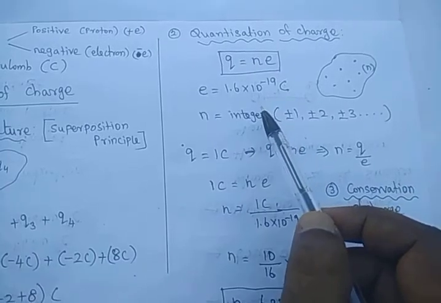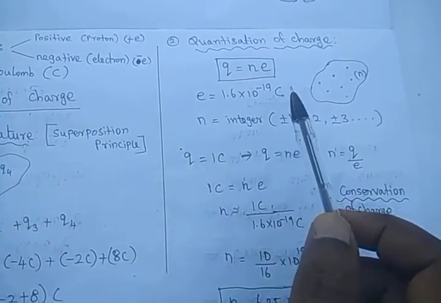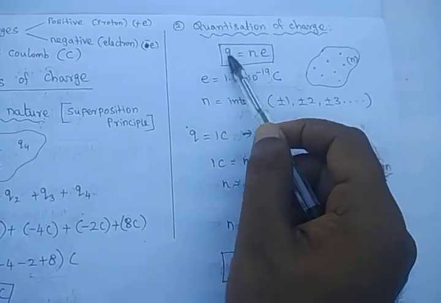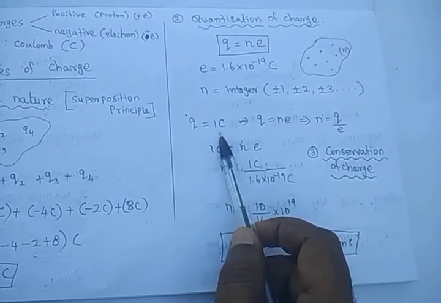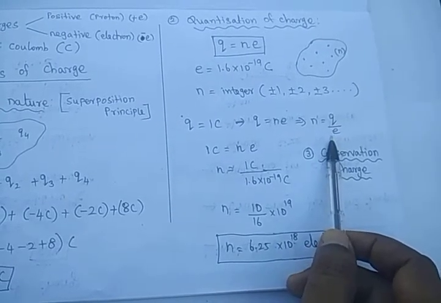Quantization of the charge means charges will be only in whole numbers. Now I take one small example for charge Q. The total charge Q, I will take as 1 coulomb. That is Q is equal to Ne, so N is equal to Q by e.